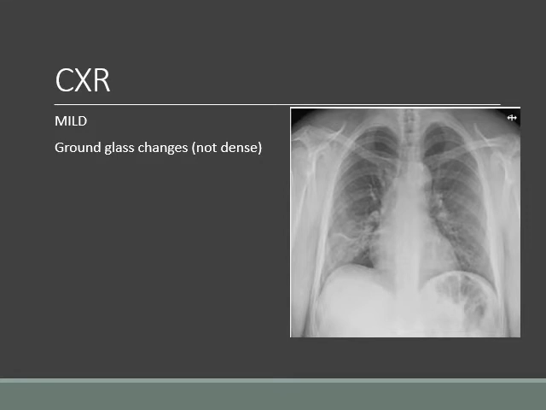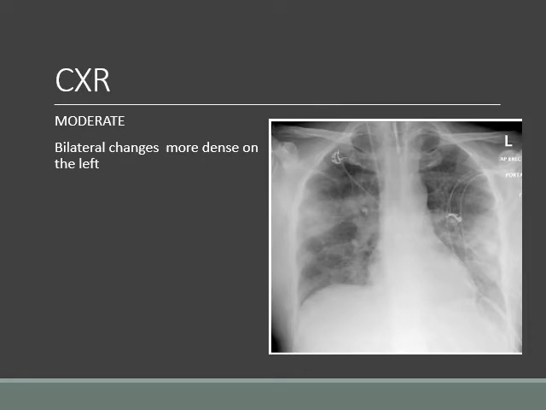As we said previously, chest X-ray can be used to assess severity of disease. Here in this chest X-ray we see ground glass changes mainly here in the right middle lobe, and this is classified as a mild disease based on radiology.